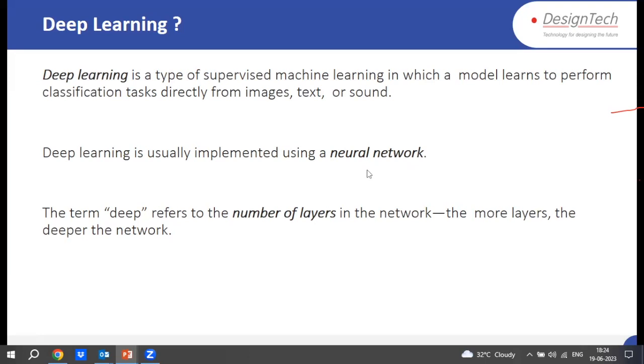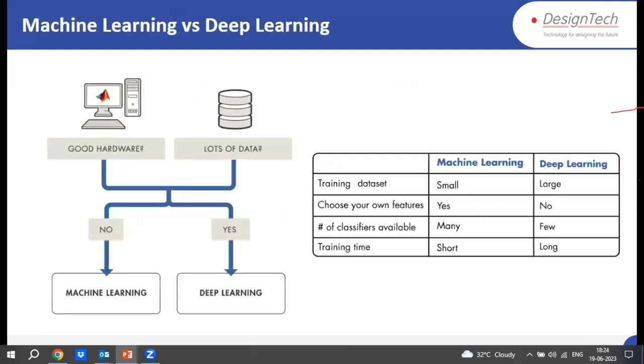So what is the meaning of deep here? Generally in a neural network, we have a limited number of hidden layers, but in a deep neural network, we have many more layers. So this is called a deep neural network.